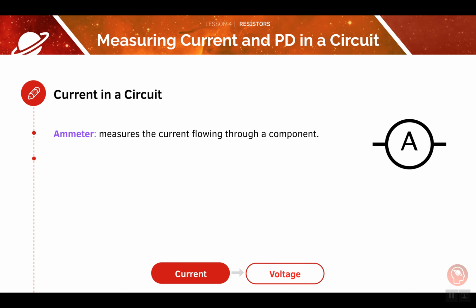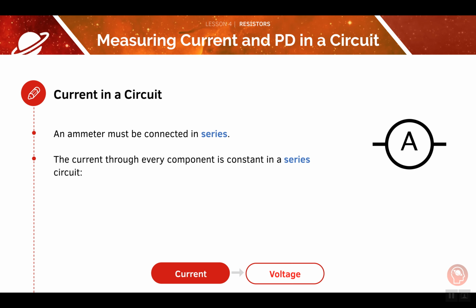Current is measured with an ammeter. As we learnt before, to measure current in a circuit, we have to use these ammeters. This gives us a value for the current in amps. The ammeter must be connected in series. In a series circuit, the current through every component will be the same or constant. By connecting the ammeter in series, we can gain accurate values for the current through any of the components in the circuit.